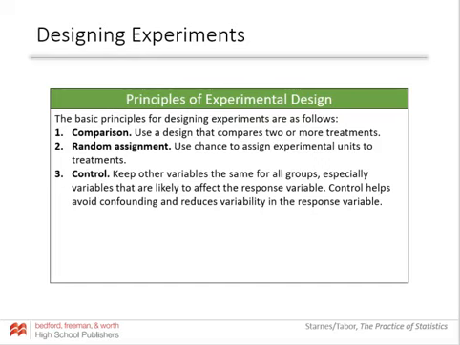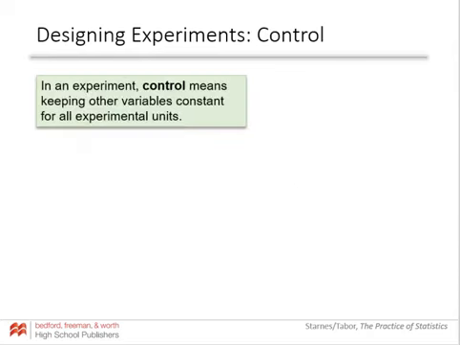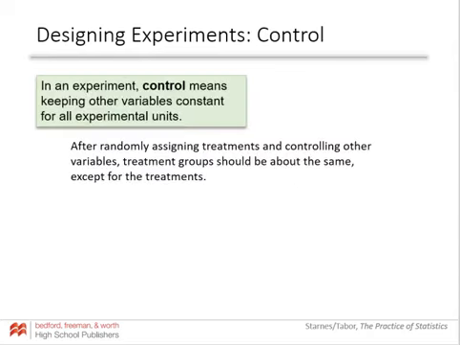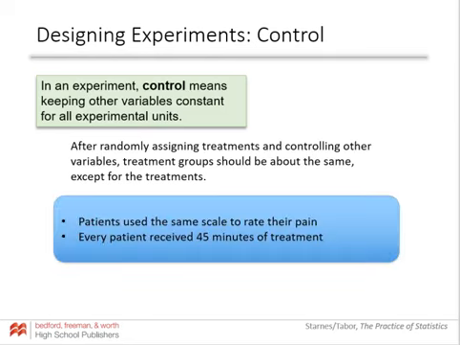Okay. Third principle is we have to have control. All right, and control in the case of a statistical experiment means keeping as much the same as possible so that the only difference between the 2 groups is the actual treatment we are applying. So in this magnet experiment, they used the same scale, right? We told them 0 to 10 or whatever it was. We didn't let them just use their own words to describe the pain. Everybody received the same amount of treatment. Everybody got 45 minutes.